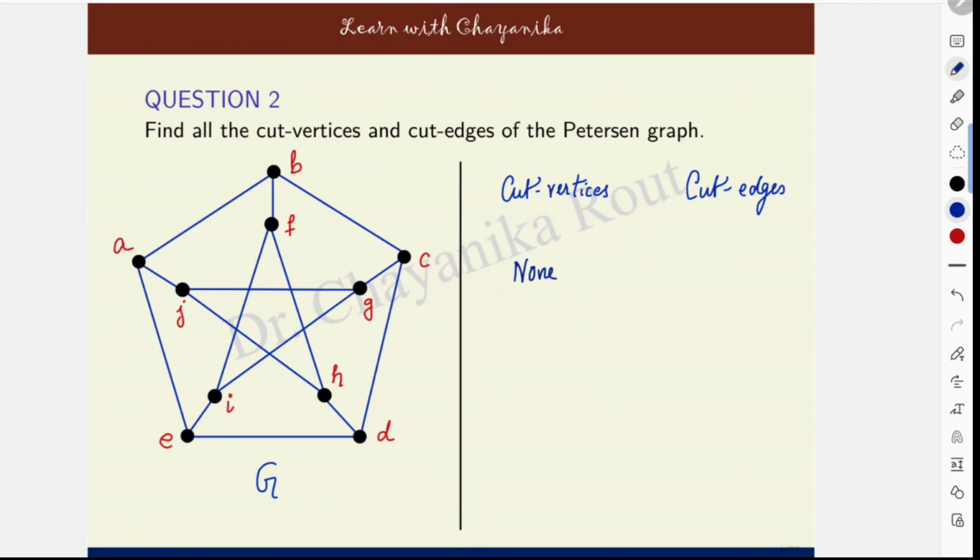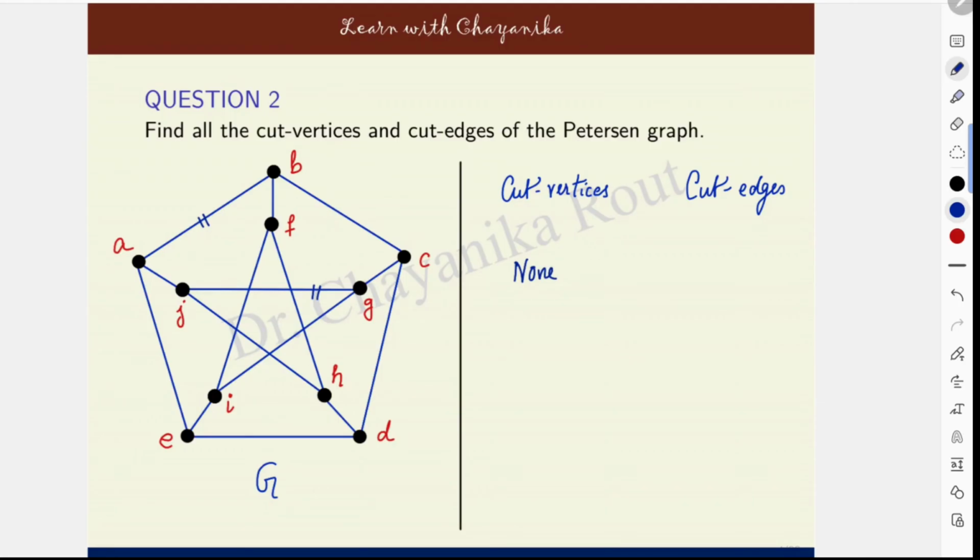Here if you observe carefully, you will find that every edge in this graph is part of some cycle. For example, if I consider the edge AB, AB is part of the cycle A, B, C, D, E, A. Similarly, if you consider the edge GJ, GJ is part of the cycle G, J, H, F, I, G.